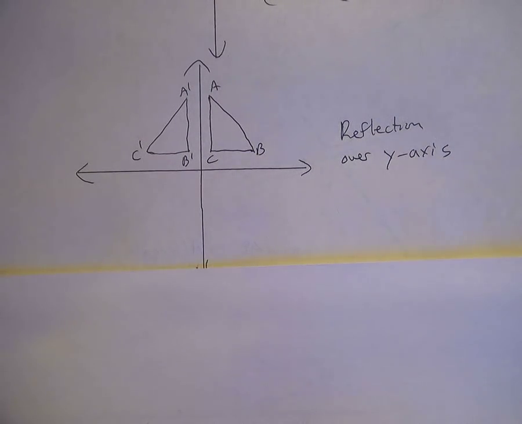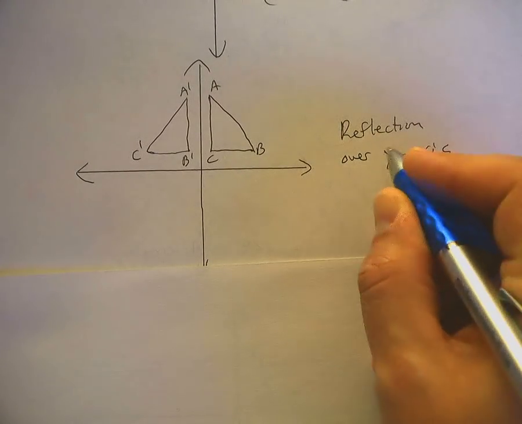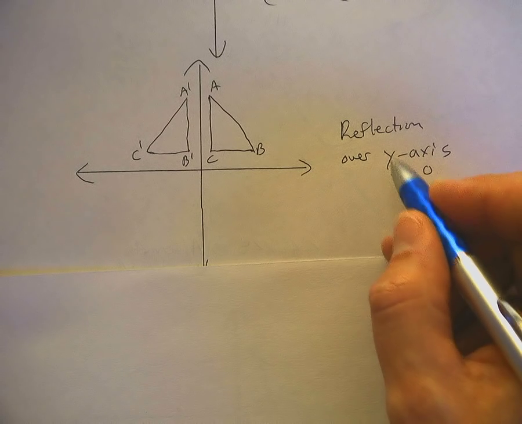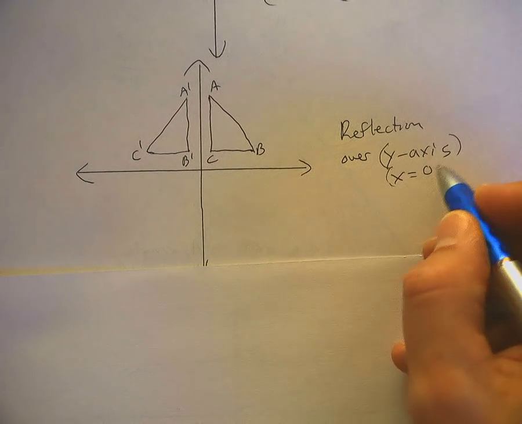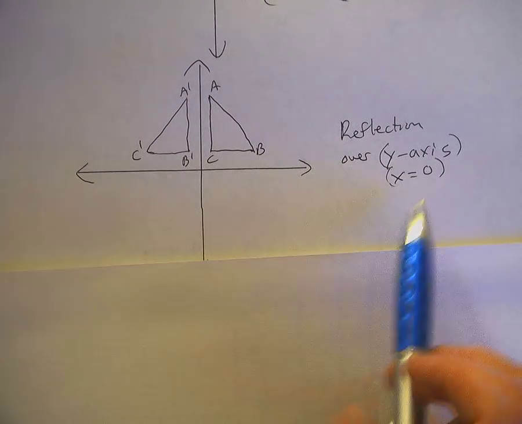All right. Reflection over the y-axis could also be categorized as x equals 0. So either one of these would work. Reflection over y-axis or x equals 0. This is the same thing.